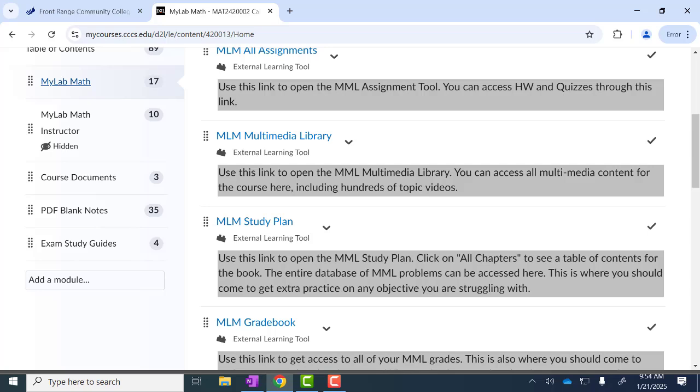But that doesn't mean that you're going to understand every concept, because the homework has all the "help me solve this" and "view an example" options. It's very easy to game it and not get it. You can always go into the multimedia library, find the topic that you're stuck on, look at a bunch of other problems and just do extra practice.